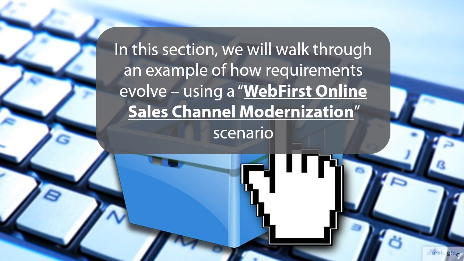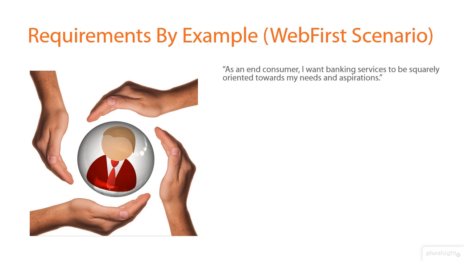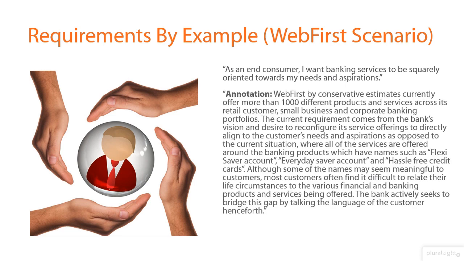Let's assume that the vision stage starts with the following high-level architecture requirements among other requirements. As an end customer, I want banking services to be squarely oriented towards my needs and aspirations. And the annotation for this requirement goes like this. WebFirst, by conservative estimates, currently offers more than 1,000 different products and services to its customers across various customer segments, which includes consumers, small businesses, as well as large corporates.